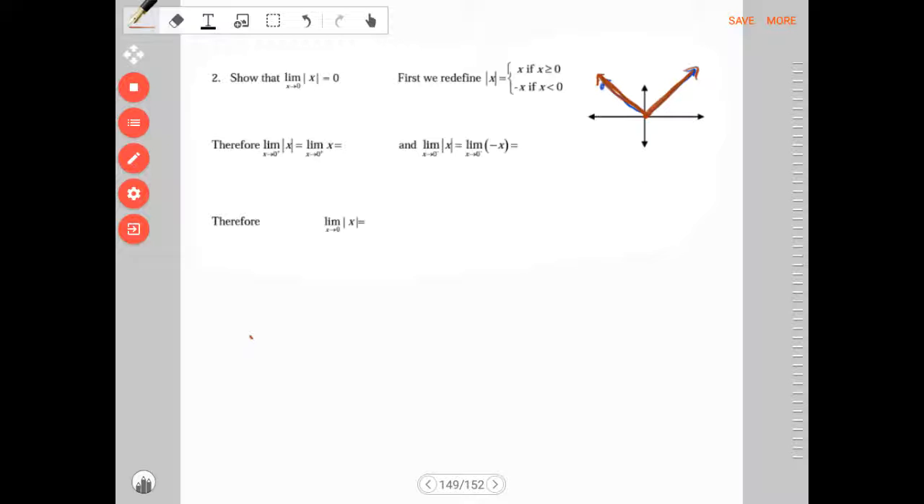That's interesting. The limit of this function as x approaches 0 from the right is 0. The limit as x approaches 0 from the left is also 0. Therefore, the limit as x approaches 0 of absolute x is 0. And that kind of makes sense. It looks like a point, it's continuous on the graph. So we have left-hand and right-hand limits, and we just have absolute value as these two parts.